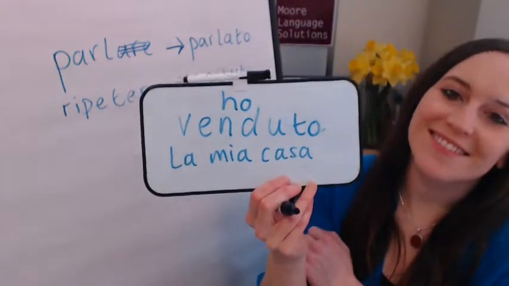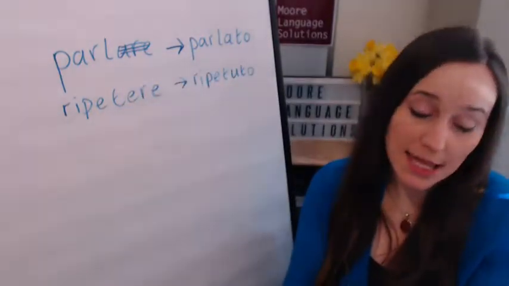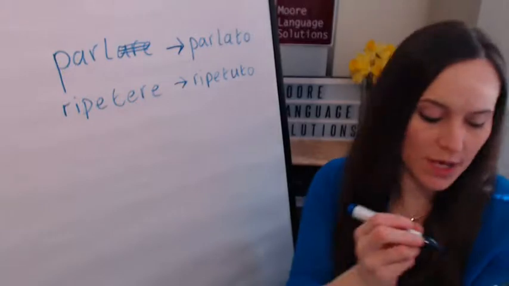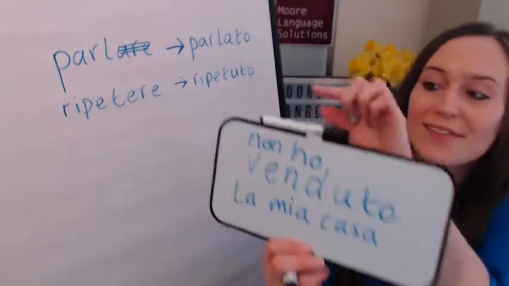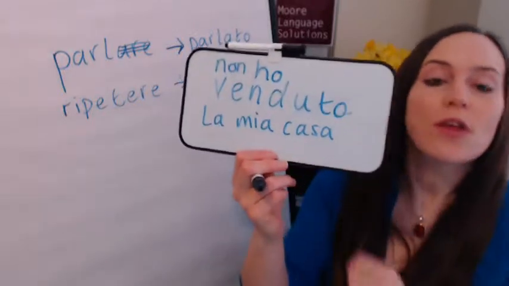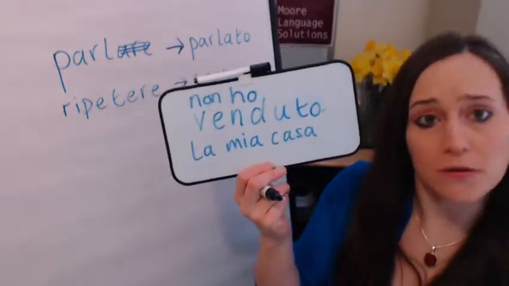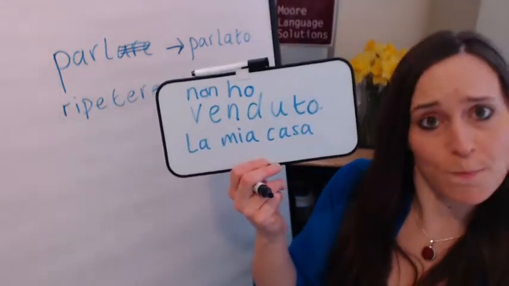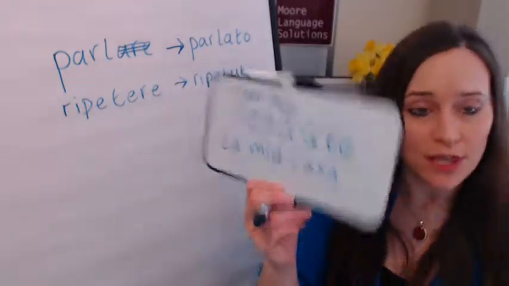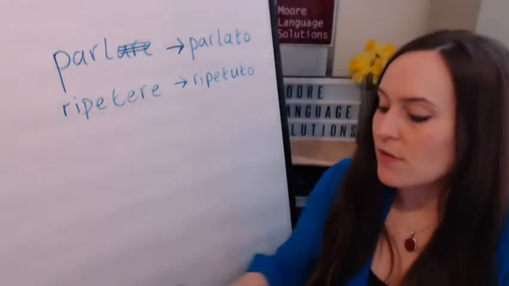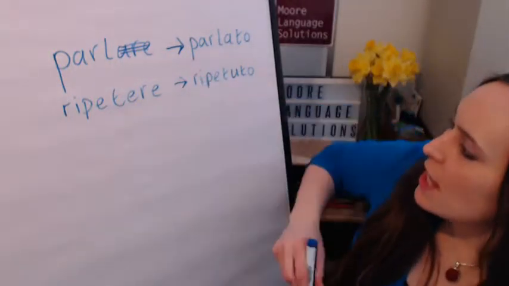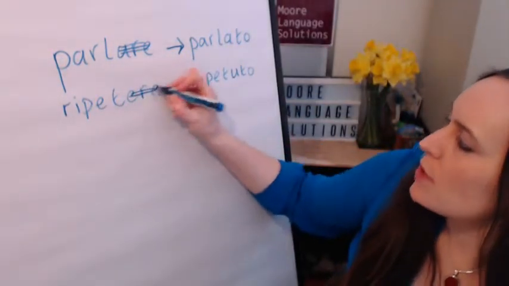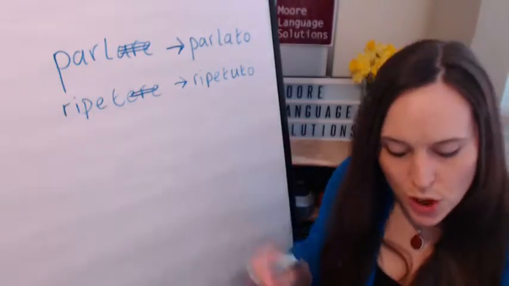Che significa? Ho venduto la mia casa. I sold my house. If you want to make it negative, I have not sold my house, you just put non in front of the first verb. Non ho venduto la mia casa. Che peccato. What a shame. So that's another ERE verb, which follows the regular format. So we've seen ARE verbs, we've seen ERE verbs. You just take off the ending and add uto.